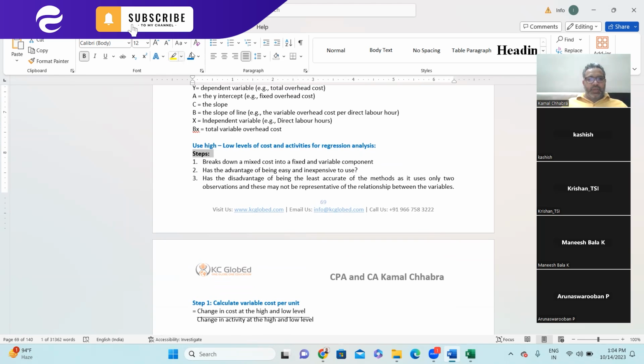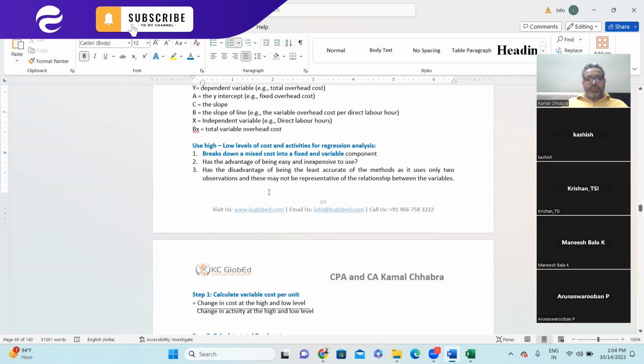So the first step is breakdown of the mixed cost into fixed and variable. So first thing you need to do, break down the cost. Second has an advantage of being easy and inexpensive to use. So it is not step basically.